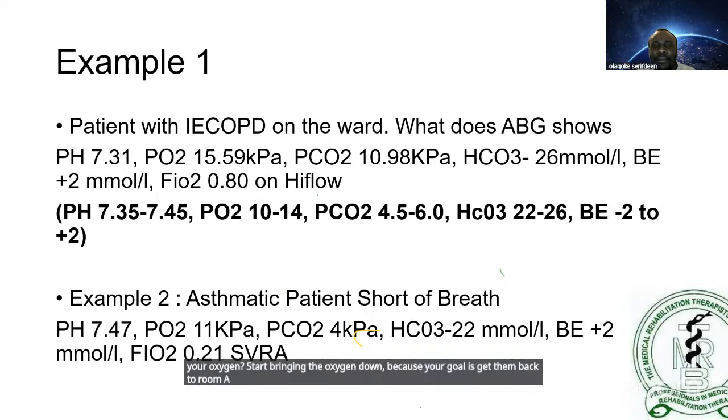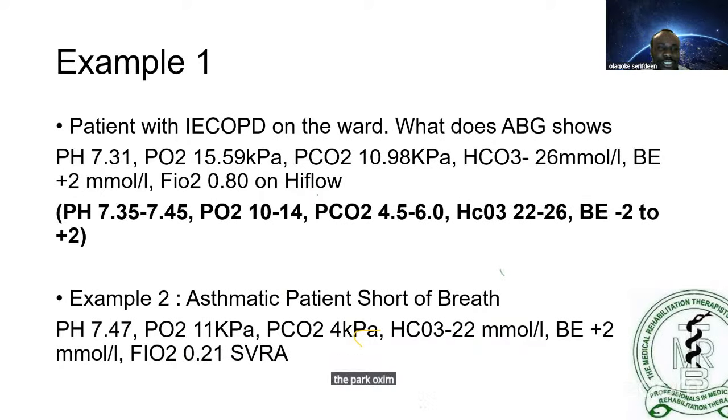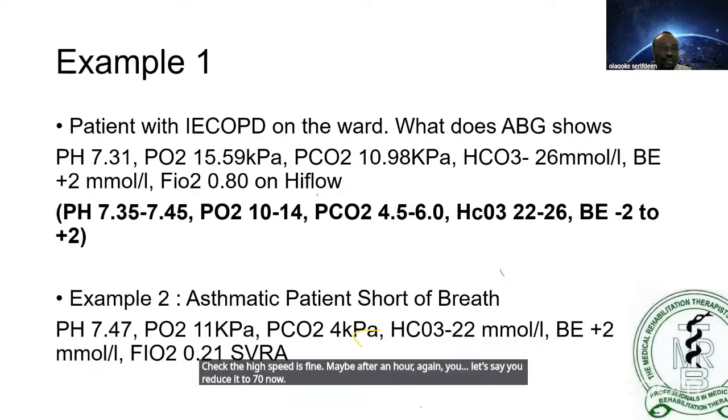I'm bringing the oxygen down now, maybe they are on 80 now. Can we try them on 70? And when you bring it down to 70, what do you want to do? You put on your probe, your pulse oximeter, and check their SpO2. The SpO2 is fine. After an hour, or maybe after 30 minutes, you might ask the nurse to repeat another ABG to see how they are coping.